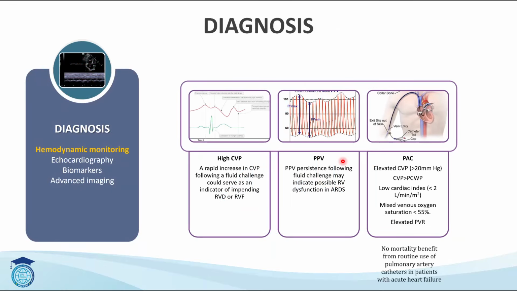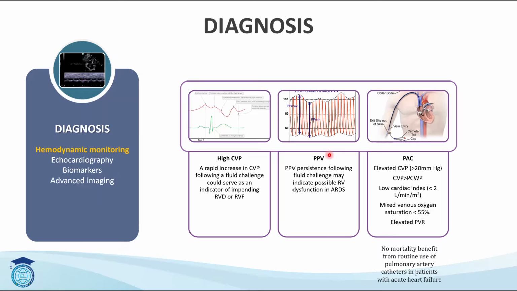In terms of diagnosis, you can look at central venous pressure. That is most likely going to be elevated, but it is not a good indicator for the pressure or the volume status of the patient on the right side. However, a rapid increase in CVP following fluid challenge could serve as an indicator of impending RV dysfunction or failure.